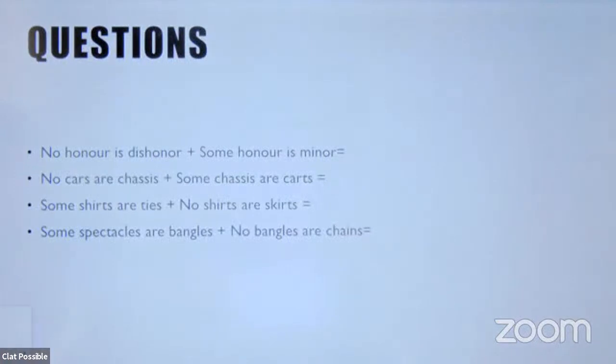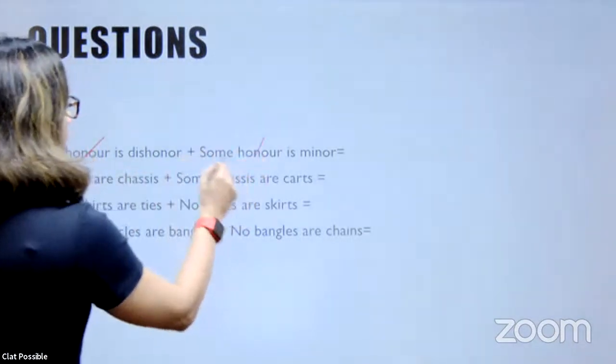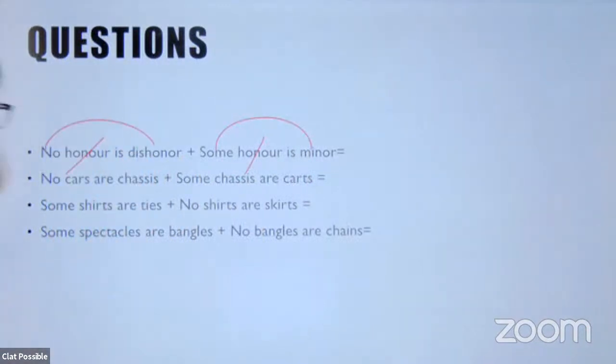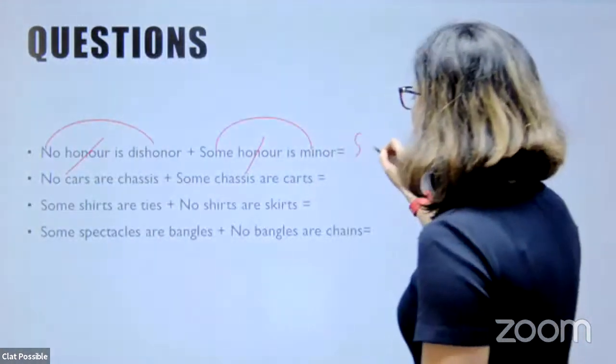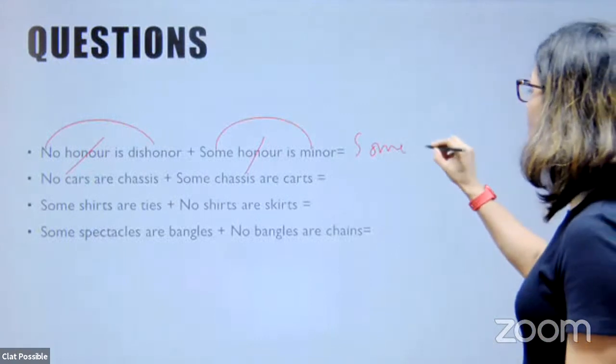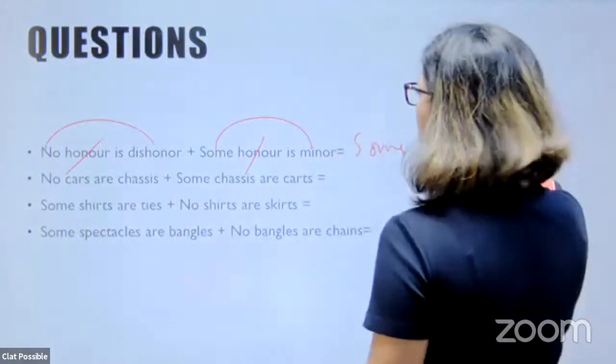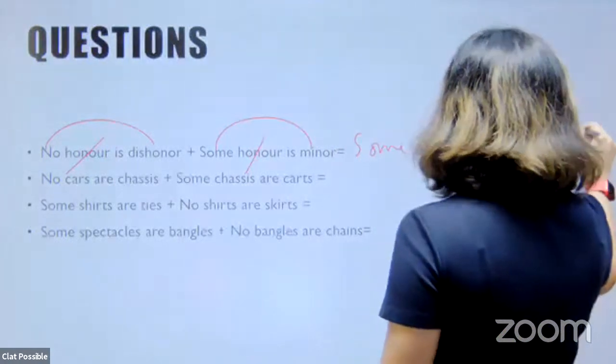So I guess most of you have finished. Just remove the middle term. The sum remains with sum, the no remains with no. So my first answer is some minor is not dishonor.